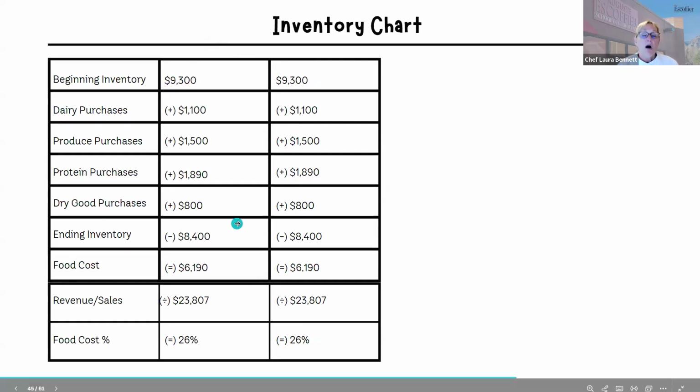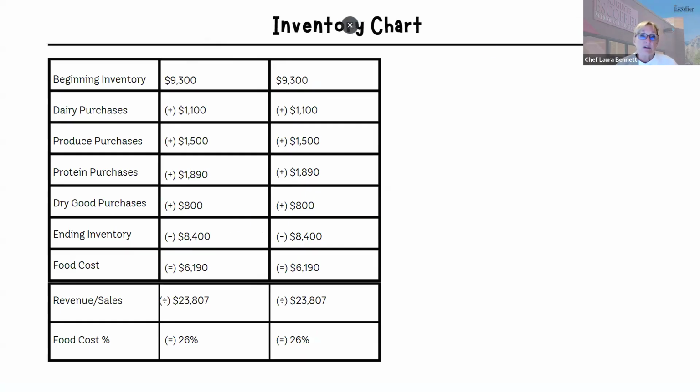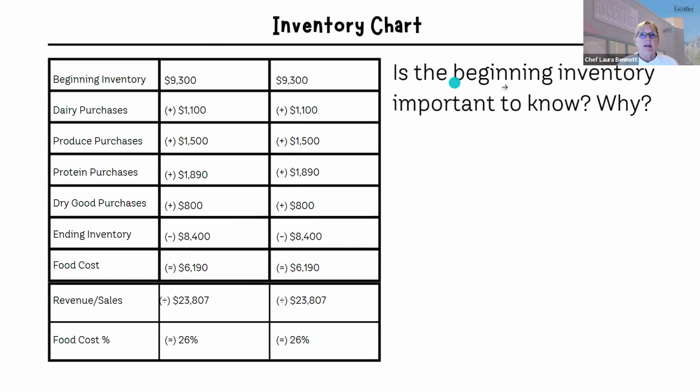All you have to do is look at the question. Is the beginning inventory important to know, and why? Yes, it's extremely important to know because that's the money that you have on the shelf until that product is sold. So you're tying up some capital because that product's still on the shelf, right? So it's important to know what you have on the shelf because that's your money, right?